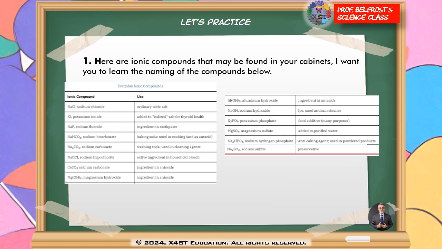Okay, great. Now we are done with this chapter. Congratulations. Now let's move to the practice part for this topic first, and then we'll do a greater review of the whole chapter. First, I want you to learn the nomenclature, the naming, of the compounds below. You don't need to do calculations here. You only need to pay attention.